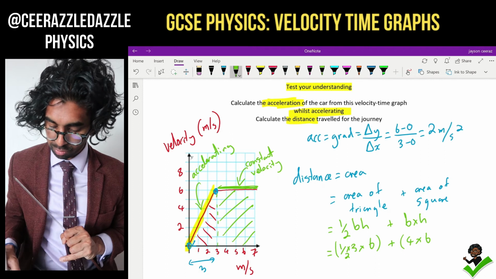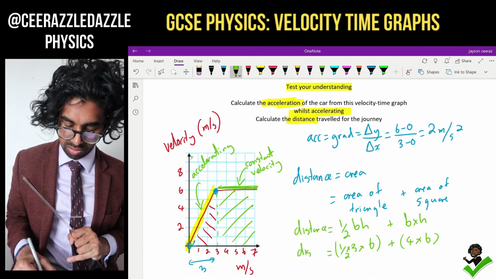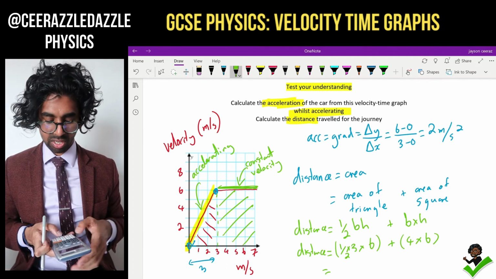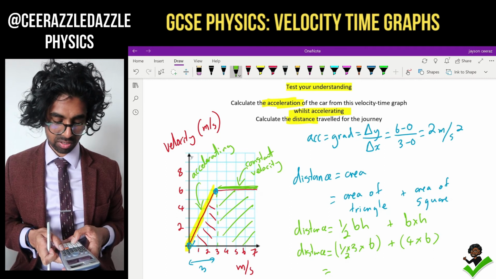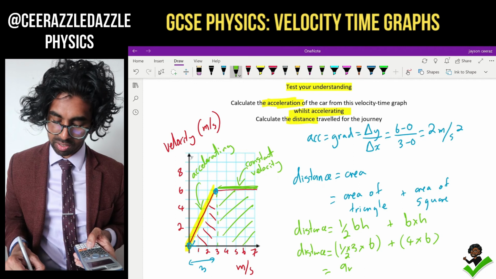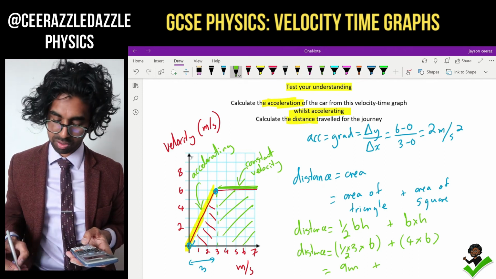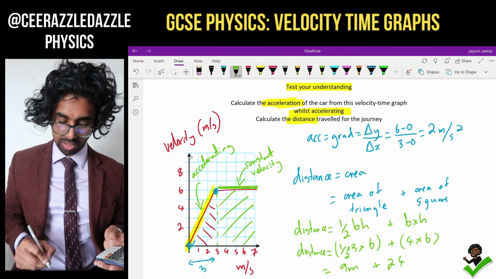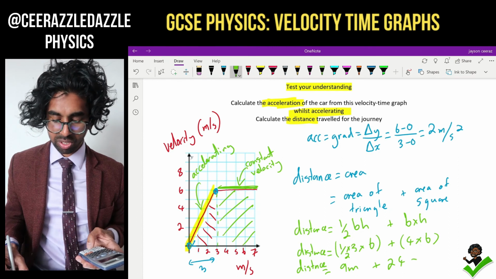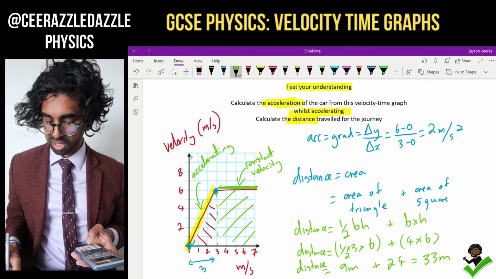So now we've got the whole formula here. This is still the distance. It's going to be half times 3 times by 6. So 6 times by 6 times by 3 times by 0.5. Bang, we've got 9. 9 meters. Plus the area of the square is going to be 4 times by 6. We've got 24. So the distance is equal to 9 meters plus 24. It's going to be equal to 33 meters.